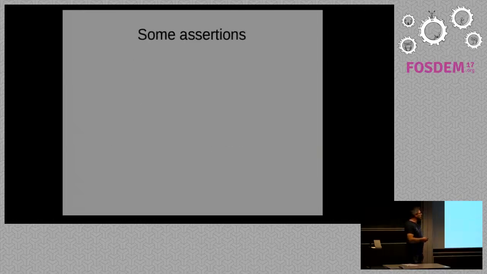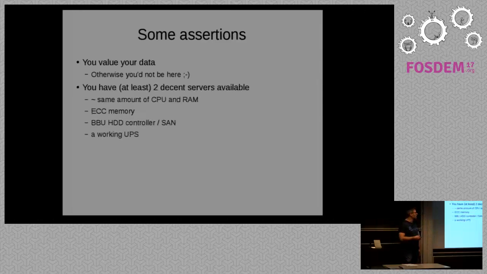You're here because you value your data. Otherwise, you would not be in the Postgres room, but in some other DB. You have decent hardware and equipment and data centers. So you will have at least 2 servers that are the same size. You will have ECC memory, you will have a battery backed up hard disk controller or using a SAN. You will have an uninterruptible power supply, and so on. So enterprise hardware, enterprise.